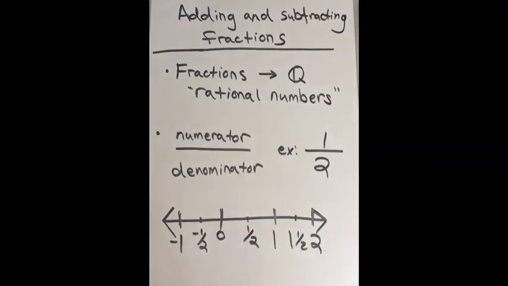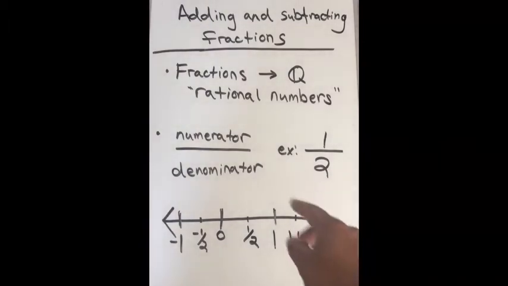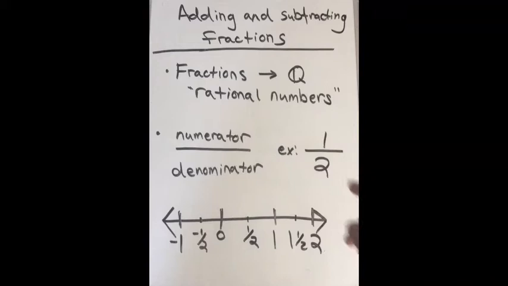When you see a fraction, there's two numbers. There's a number on top, and this number is called the numerator. And there's a number on bottom, and this number is called the denominator. You can see in the example here, we have 1 in the numerator and 2 in the denominator. We can say this is 1 over 2, or simply 1/2.